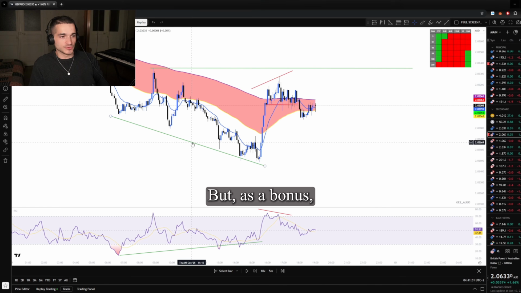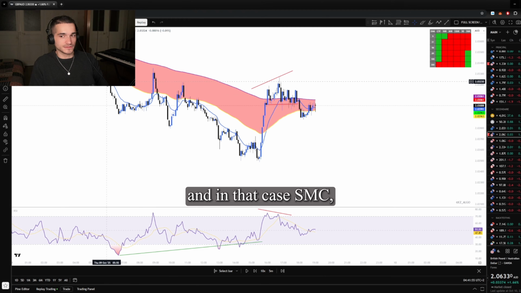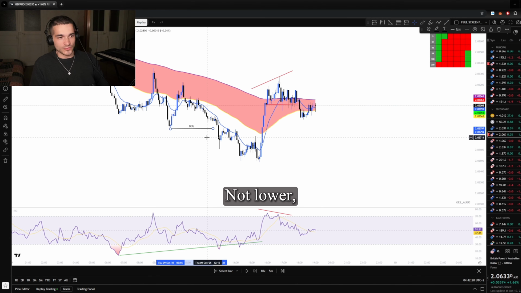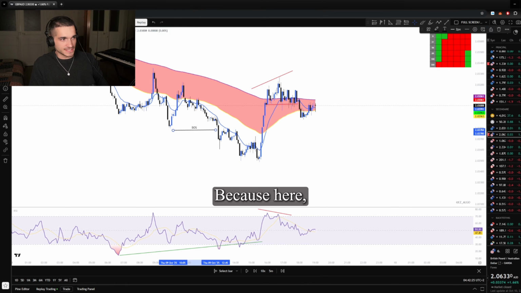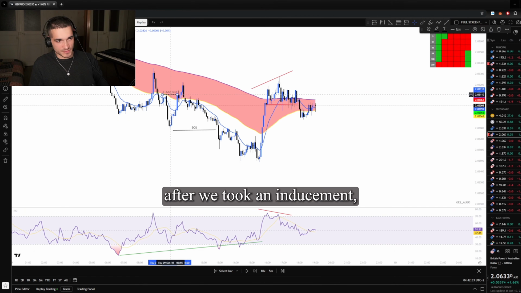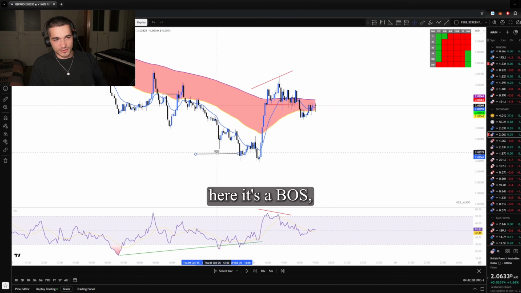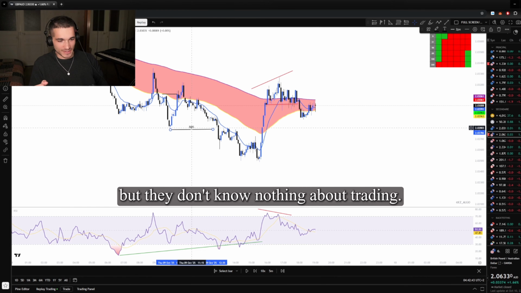But as a bonus, for those who like liquidity concepts and in that case SMC, we can see that the last BOS is here. Not lower, not there, but there, because here it's the last time we created a new low after we took an inducement just there. People who would say that here it's a BOS, here it's a BOS, I don't want to be mean, but they don't know anything about trading.